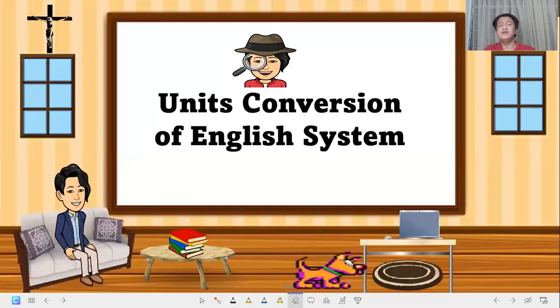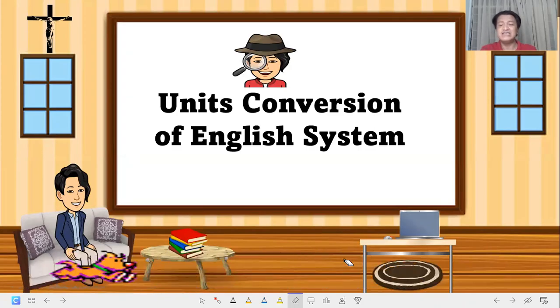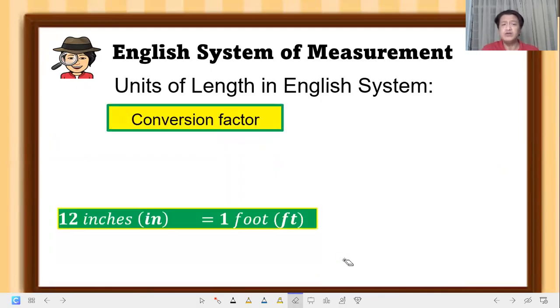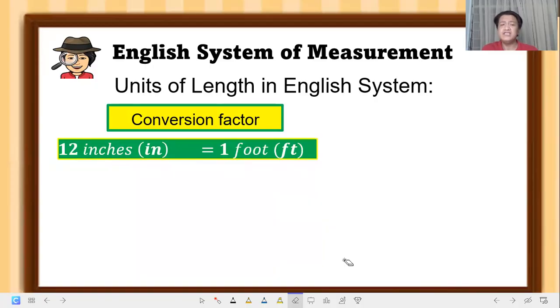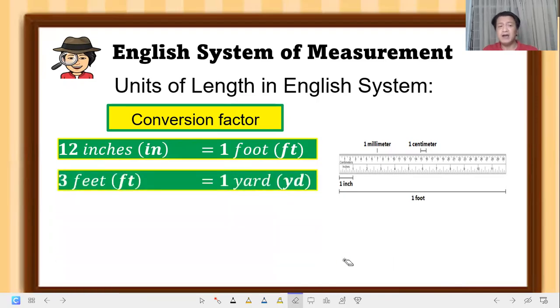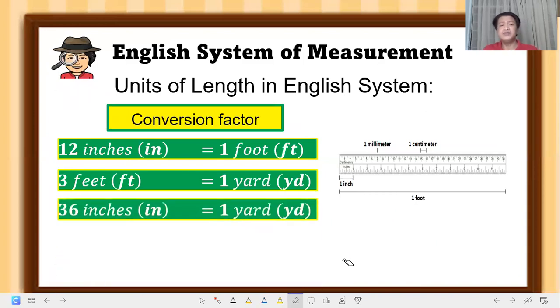Okay, let's have conversion of English system. Okay, first, kailangan natin malaman yung mga units of length in English system. We have the conversion factor. We have the 12 inches is equal to 1 foot. Ayan, yung isang ruler. Yung haba ng isang ruler ay meron tayo 12 inches. Okay, and sa 3 feet naman, ibig sabihin yan, isang yarda yon. 3 ruler ang katumbas ng isang yarda. Okay? And then, sa 36 inches, isang yarda yon.